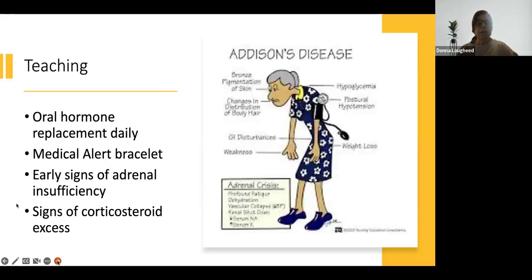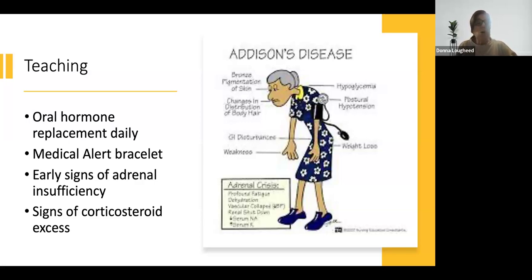So teaching. You want to teach your client to take their oral replacement daily, right? Because if the adrenal gland is insufficient, it's not making enough, you've got to replace it. And it's required, right? Because you want to maintain fluid balance and normal glucose levels.